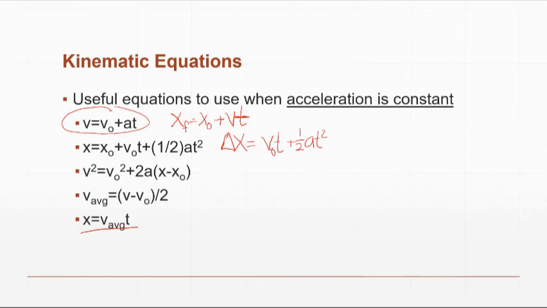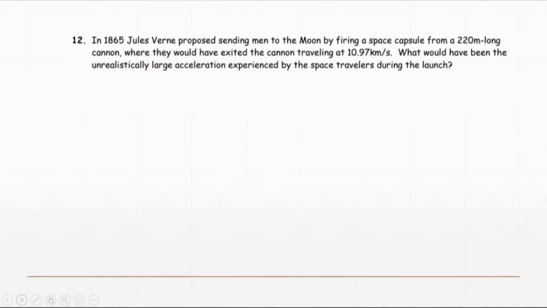And we're going to use those a lot over the next couple of weeks. So let's look at a question. In 1865, Jules Verne proposed sending men to the moon by firing a space capsule from a 220-meter long cannon, so I'm going to circle that. I know that that's going to be my change in position.